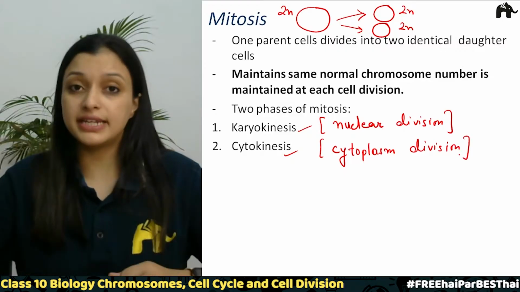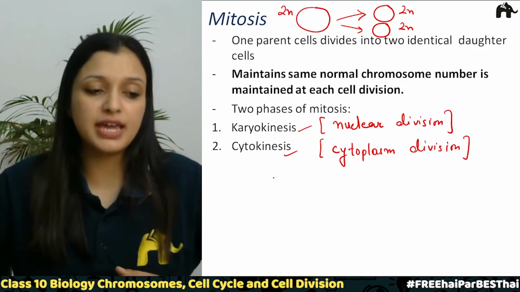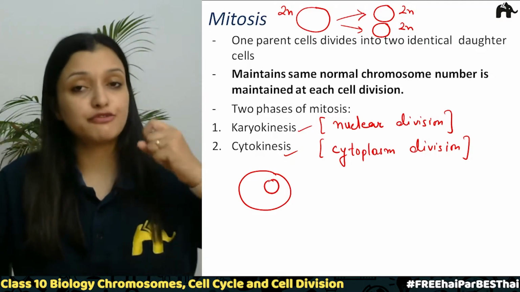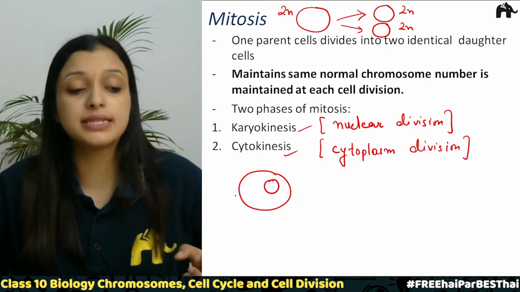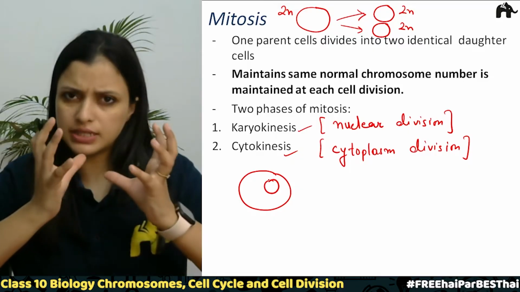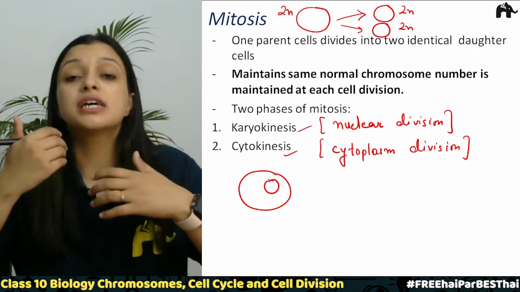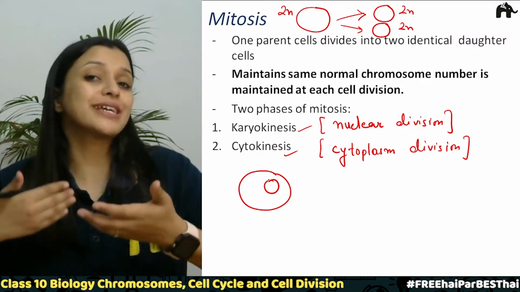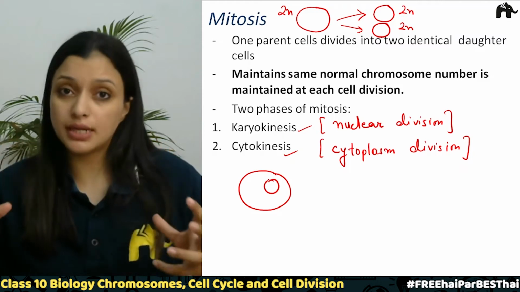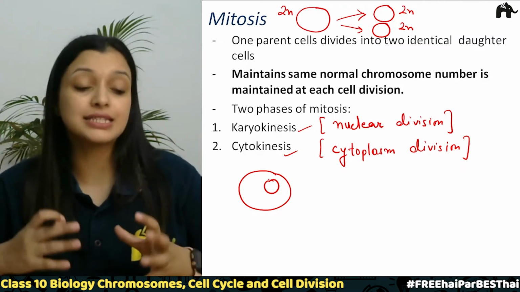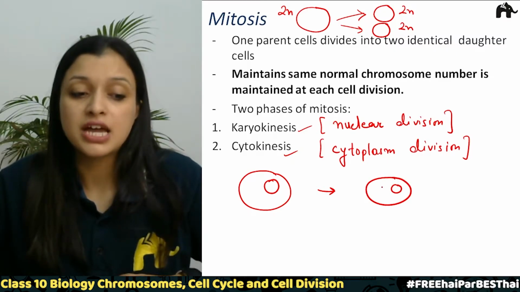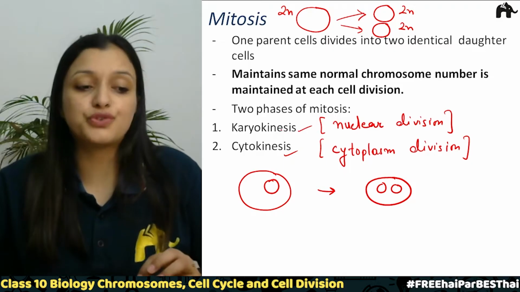cytoplasm. So initially if we have a cell, it will have a nucleus. Initially, the first step for division is that the nucleus will start growing in size, because the DNA, the chromosomes inside the cell, will replicate. It will double the number of chromosomes that it already has, and then this nucleus will divide into two. So this is karyokinesis, the first phase.